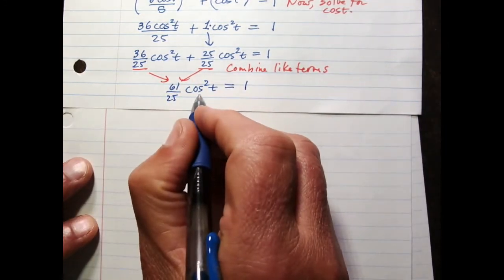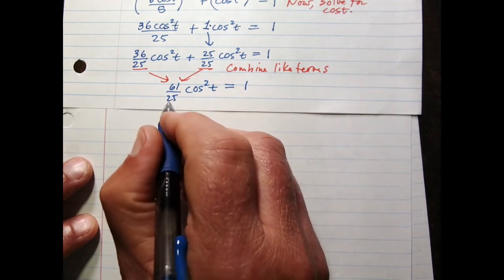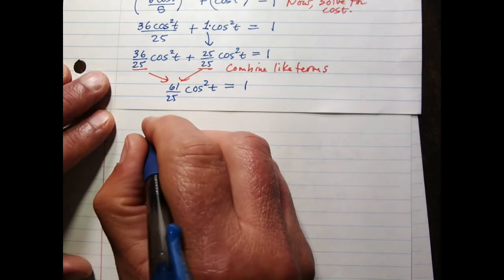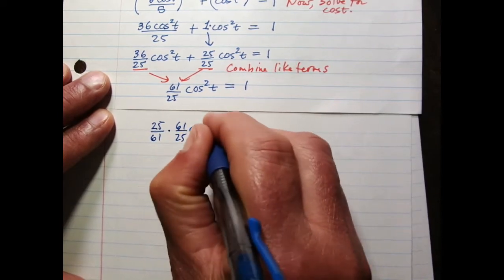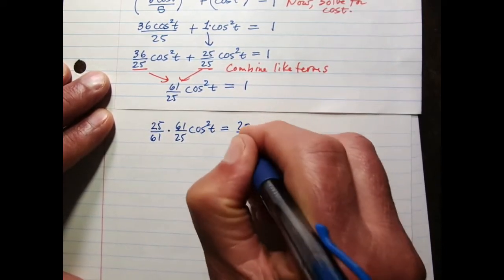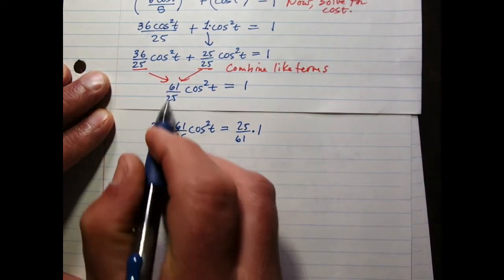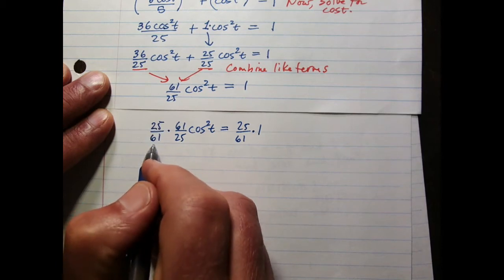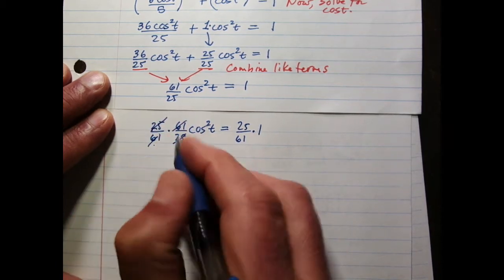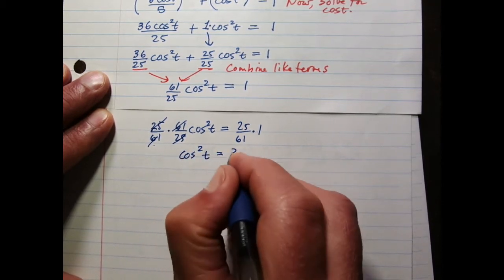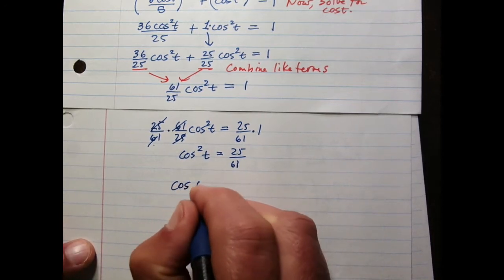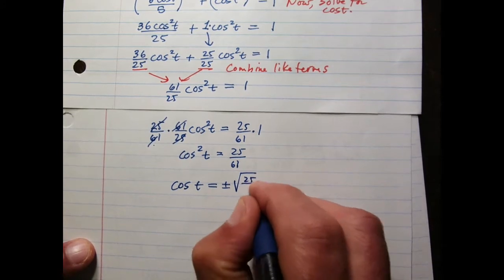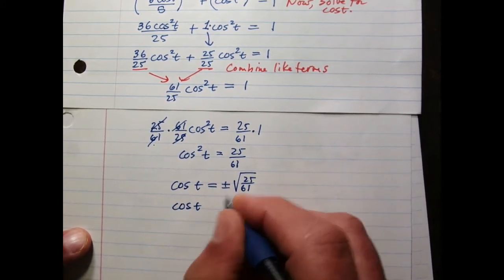Now, to isolate cosine squared, you could either divide both sides by 61/25, or it's a little fancier to multiply both sides by the reciprocal of 61/25. Then I avoid the mess of fractions, right? So I just flip my fraction. I'm multiplying by 25/61 on both sides. 25 and 61 cancel. I have cosine squared t equals 25/61. And now I'm ready to take square roots. Cosine t equals plus or minus the square root of 25/61. I got to choose a plus or minus sign.